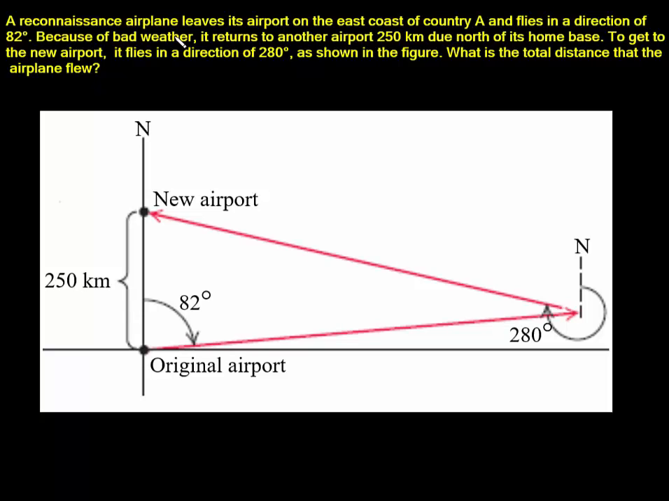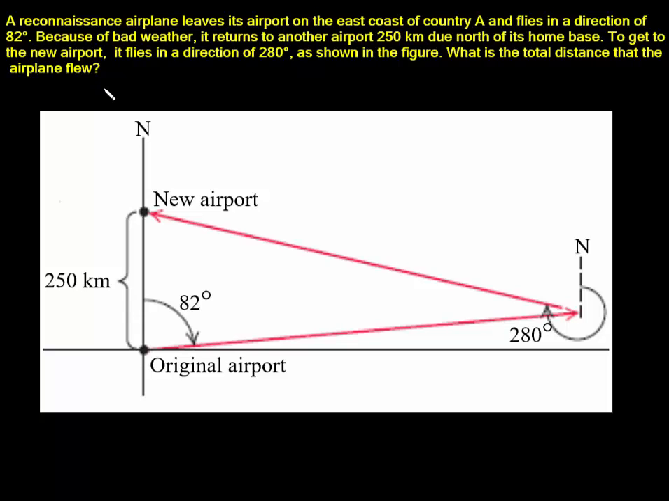A reconnaissance airplane leaves its airport on the east coast of a country A and flies in a direction of 82 degrees. Because of bad weather, it returns to another airport 250 kilometers due north of its home base. To get to the new airport, it flies in a direction of 280 degrees as shown in the figure. What is the total distance that the airplane flew?